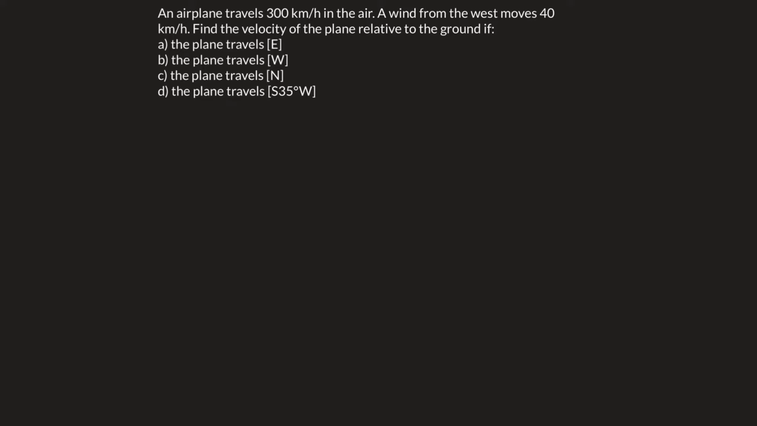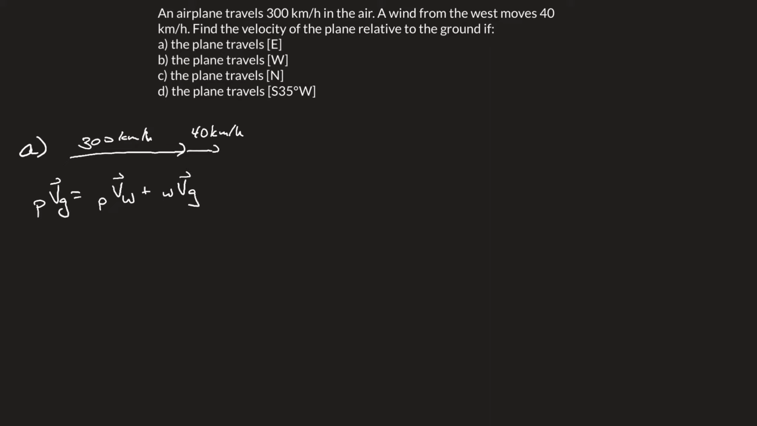So in example A, we have the plane traveling east, and we also have the wind moving from west to east. So that leaves us with a diagram that looks something like this. This first vector here is the speed of the plane. And we have a second vector, which is our wind speed, 40 kilometers per hour. So that gives us an equation that looks something like this. The plane's velocity relative to the ground is going to be equal to the plane's velocity relative to the wind plus the wind's velocity relative to the plane.